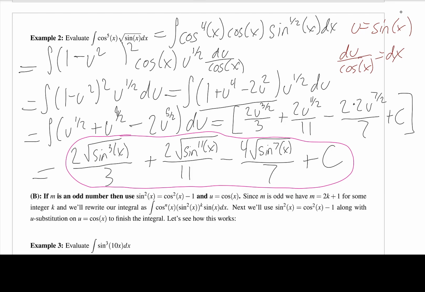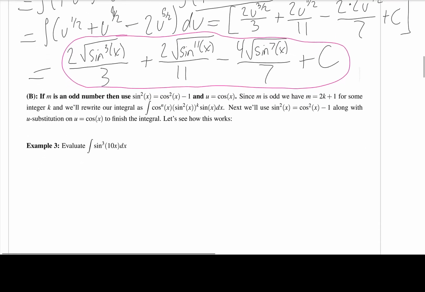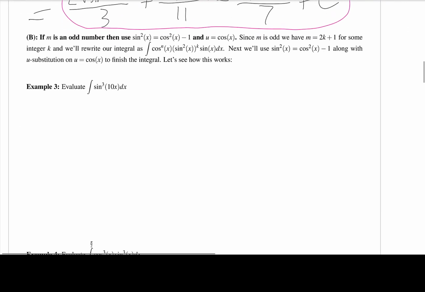Alright, so this should hopefully provide a pretty decent understanding of what we do whenever cosine has an odd power. Now, if sine has an odd power, so this is saying if m is an odd power, m is the power of sine, then we use sine squared of x equals cosine squared minus 1, and u equals cosine of x.